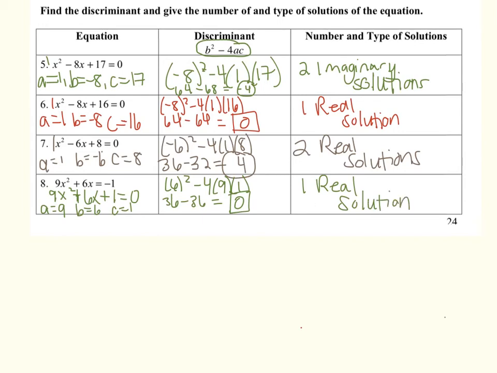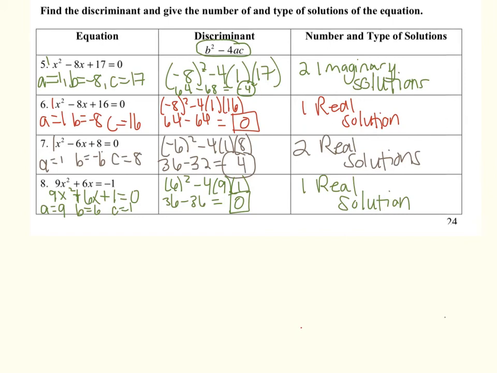It's very important that you learn the vocabulary term discriminant. You cannot ask what that means on any assessment. You need to know what it means. The discriminant is the value under the square root. It's b squared minus 4ac. It does not include the square root. It is just the b squared minus 4ac.